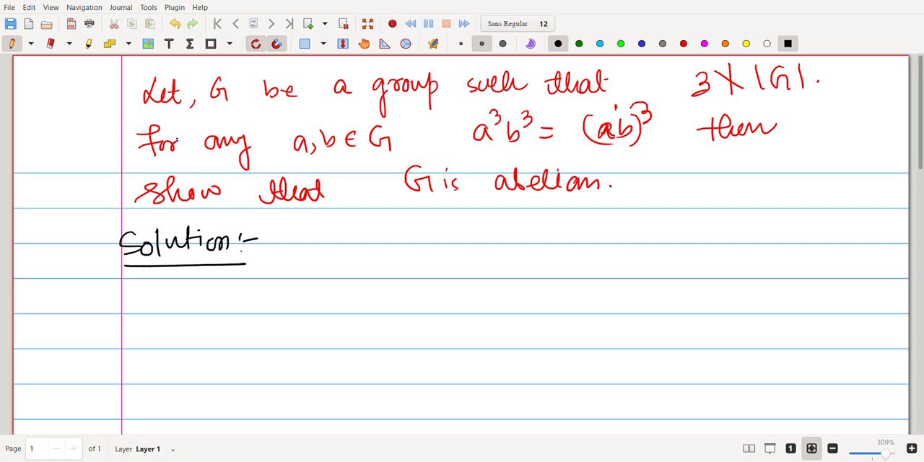So this is today's question. It says: let G be a group such that 3 doesn't divide the order of G, and for any two elements A and B, A cube B cube equals (AB) whole cube. Then show that G is abelian. Okay.